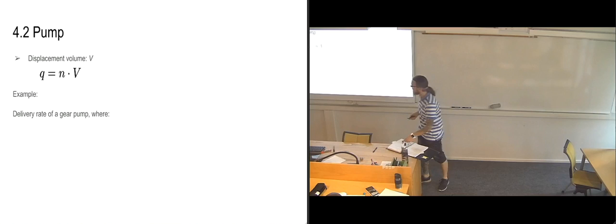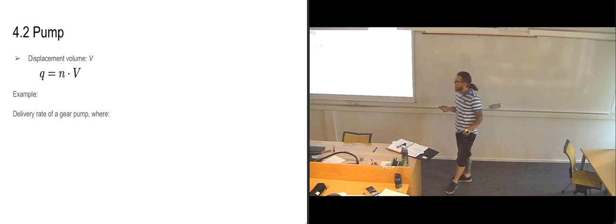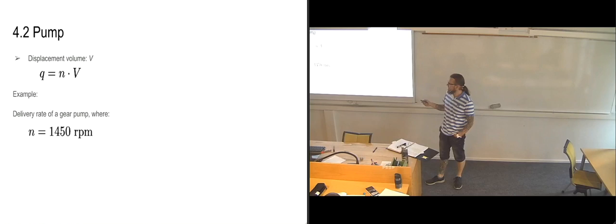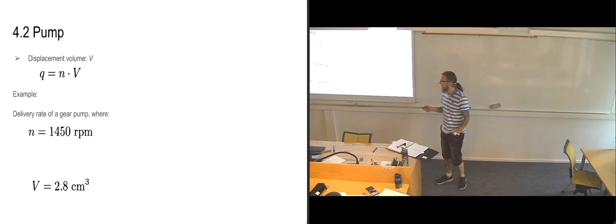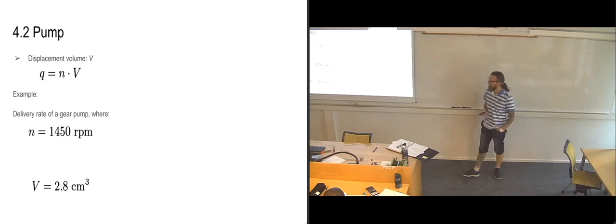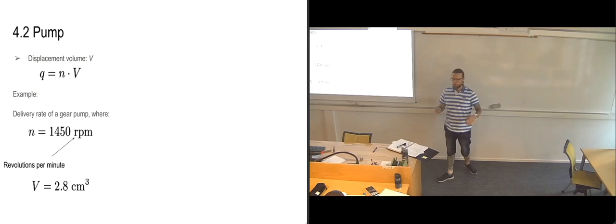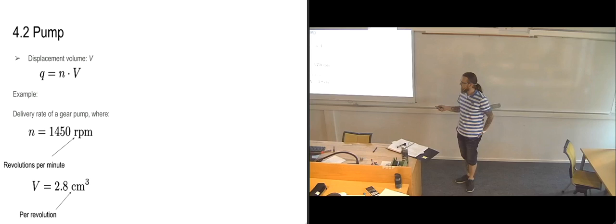So we're going to look at the gear pump. You're going to know later what a gear pump is. I'm going to show you in detail. If we have a rotational speed of 1,450 RPMs, and we have a displacement volume of 2.8 cubic centimeters, then these RPMs are, of course, revolutions per minute, so amount of revolutions per minute. And even though it's not written anywhere here, it's cubic centimeters per revolution.